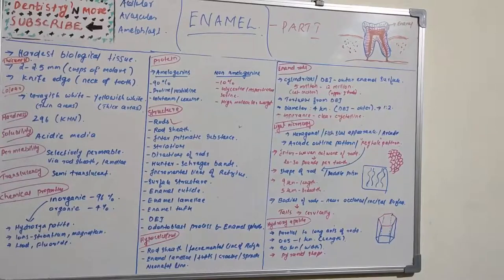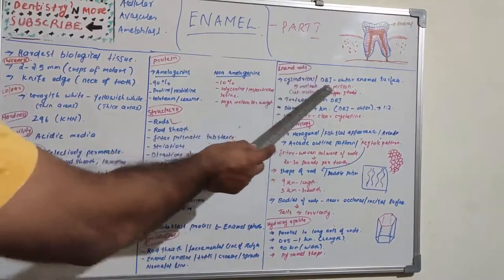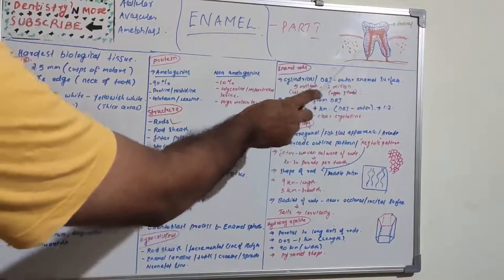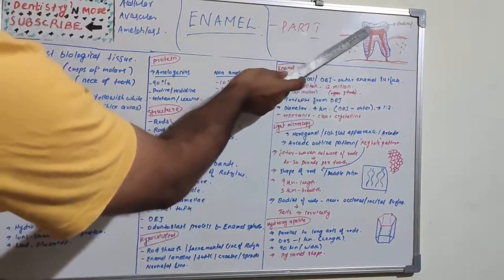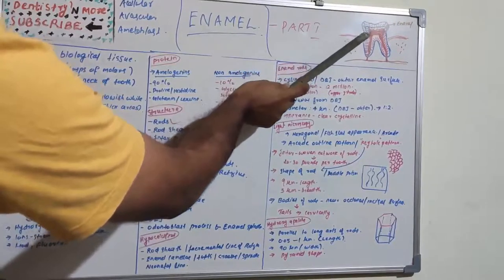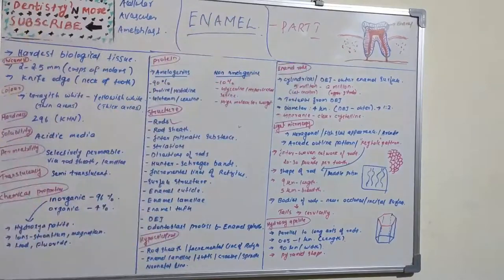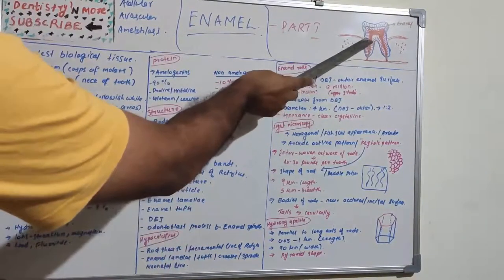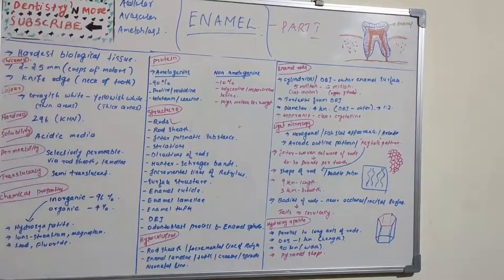First we have enamel rods, which are cylindrical in shape. They start from the DEJ towards the outer enamel surface. So this blue line, the second blue line inside, is the dentinoenamel junction. The brown lines are enamel and the pink lines are dentin. So this is the dentinoenamel junction, and it starts from the dentinoenamel junction towards the outer surface.